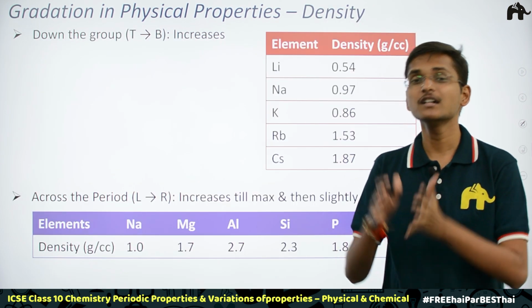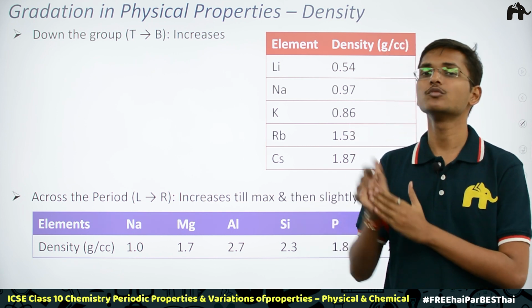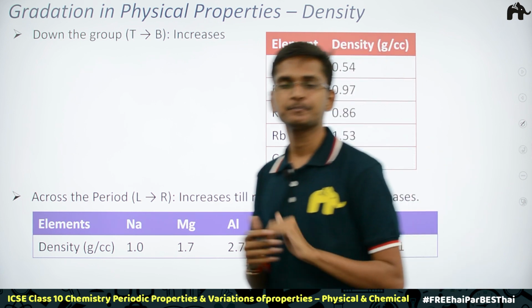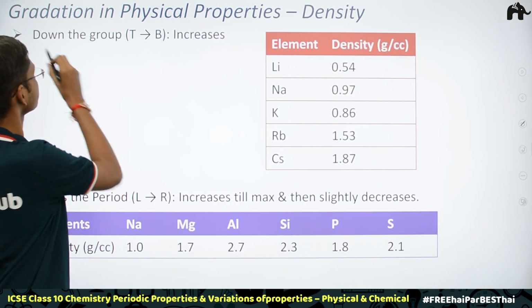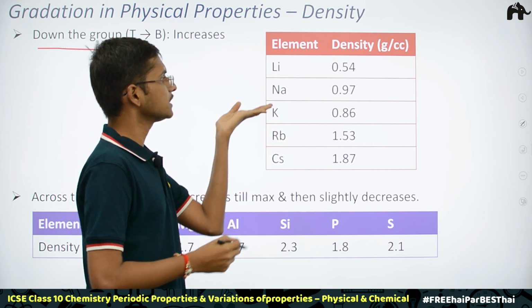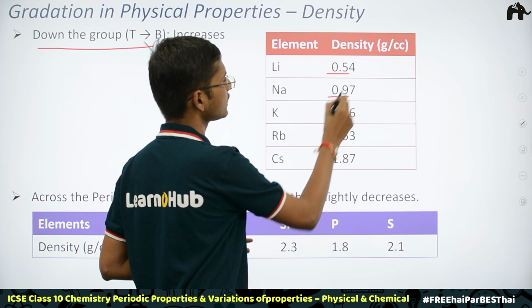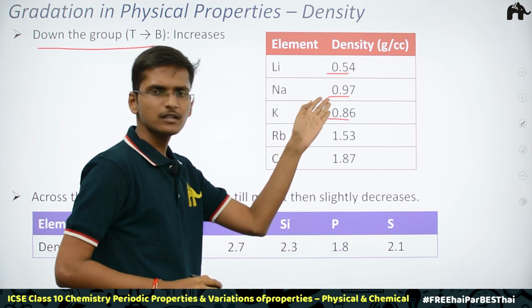Now let's see the gradation in density, or variation in density, when we move down the group and across the period. Firstly, down the group, what is happening to the density? Let's see with the help of an example. See, lithium, sodium, potassium, rubidium, cesium. Density is 0.5, 0.9, 0.86. It's increasing here, then a slight decrease.